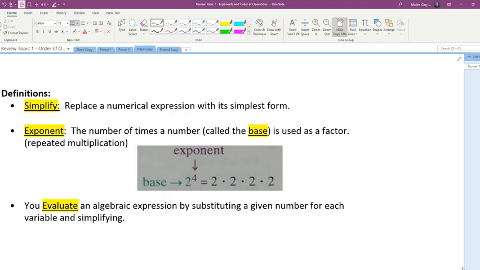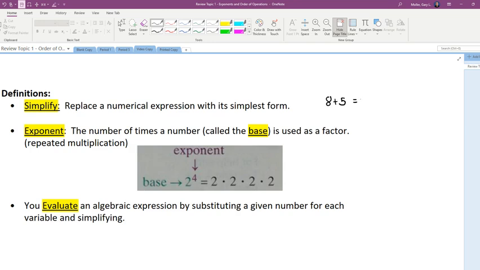So our first definition is the word simplify. The official definition is: replace a numerical expression with its simplest form. Now, what does that mean? That could mean anything from taking a math problem like 8 plus 5, where the word simplify would be appropriate here because it's telling us to take this math problem and put it in its simplest form.